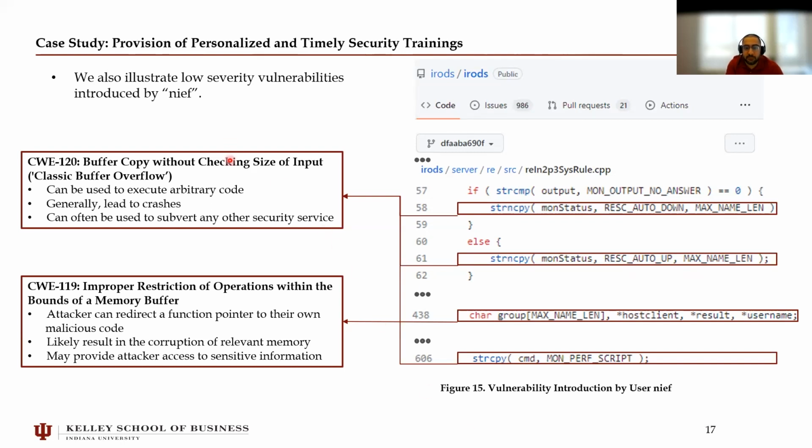Say, for example, buffer overflow, which could be used to execute arbitrary code or lead to crashes, or subvert other security services, or improper restriction of operations within the bounds of a memory buffer, where an attacker can redirect a function pointer to their own code, or can also gain access to sensitive information.